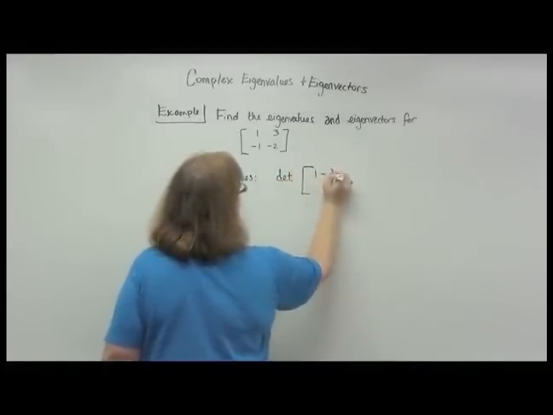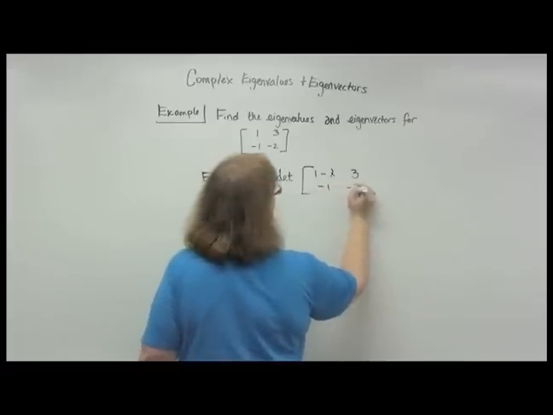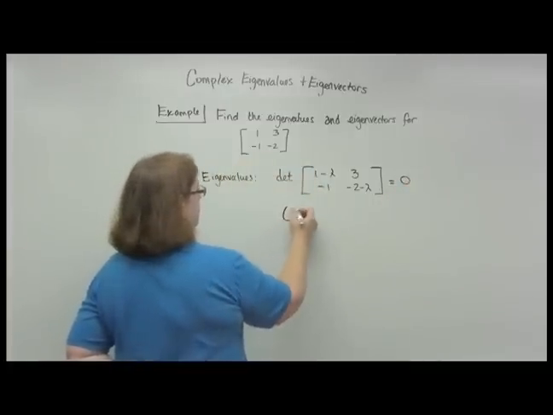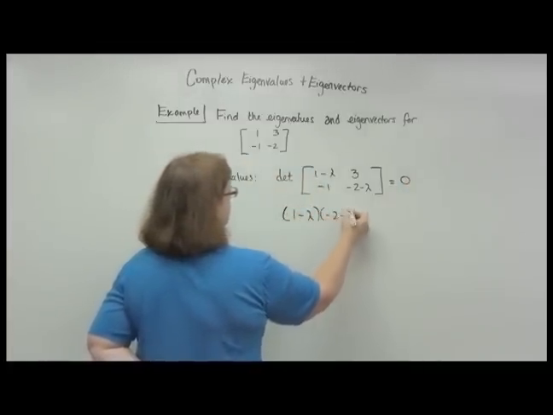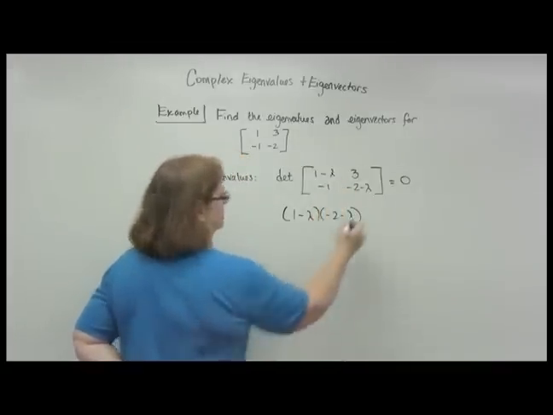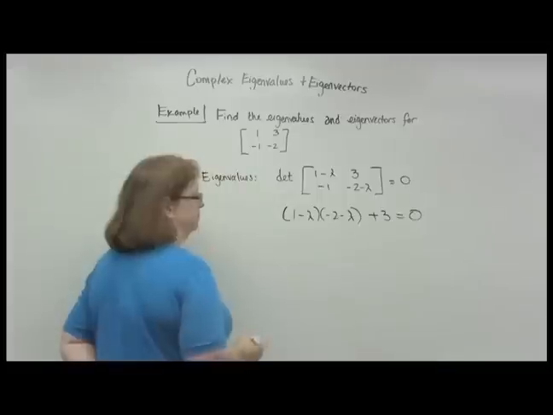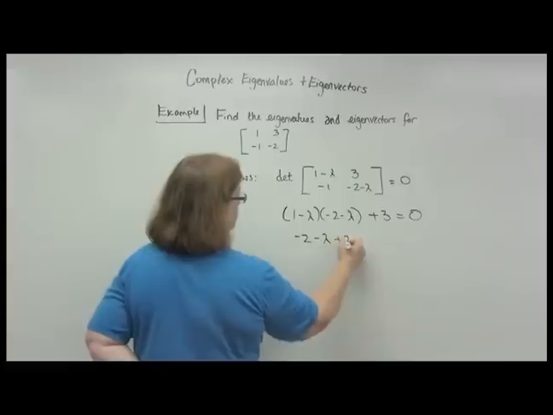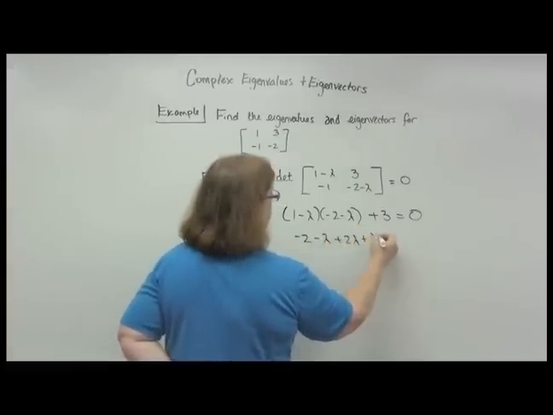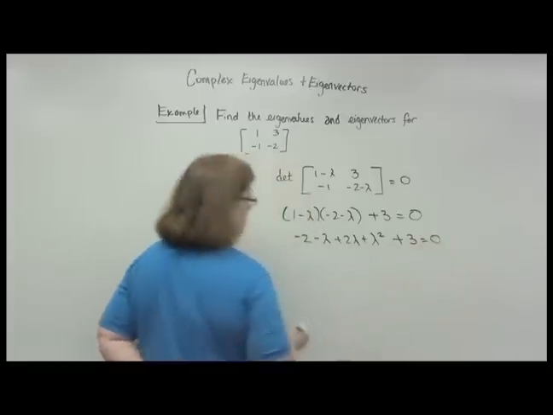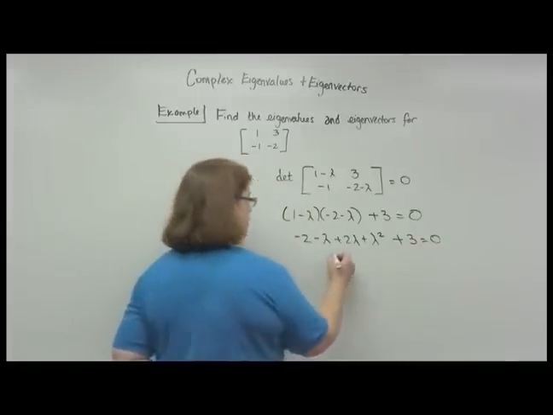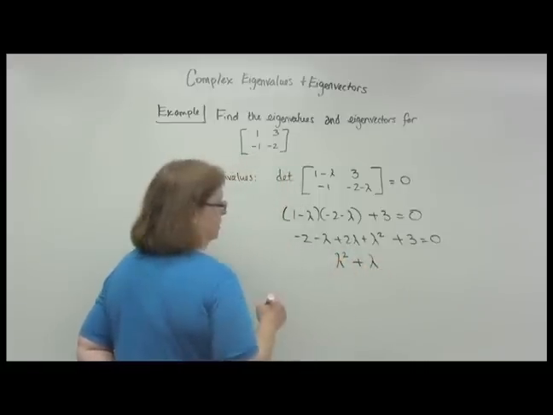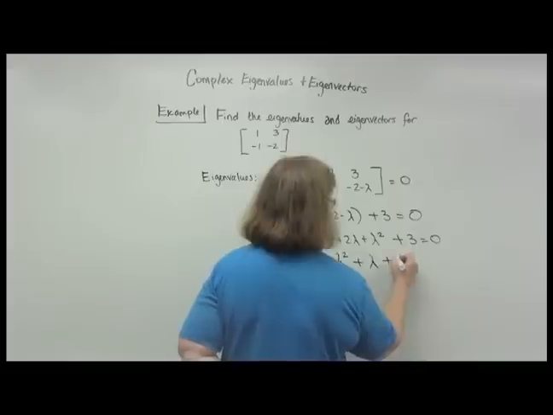So I want to set the determinant of A minus lambda I equal to 0. That's going to give me an equation, 1 minus lambda times negative 2 minus lambda, and then minus negative 3 is going to be plus 3. That equals 0. Okay, let's keep working it out. We have negative 2. Outer is minus lambda, inner is plus 2 lambda, and the last would be plus lambda squared, and then plus our 3. That gives us the characteristic polynomial of lambda squared. This gives me plus lambda, and that gives me plus 1.